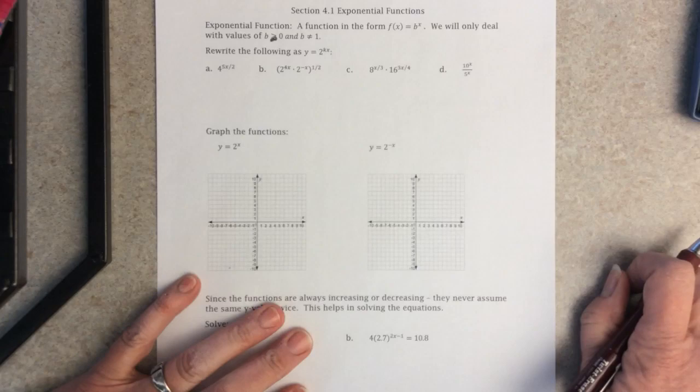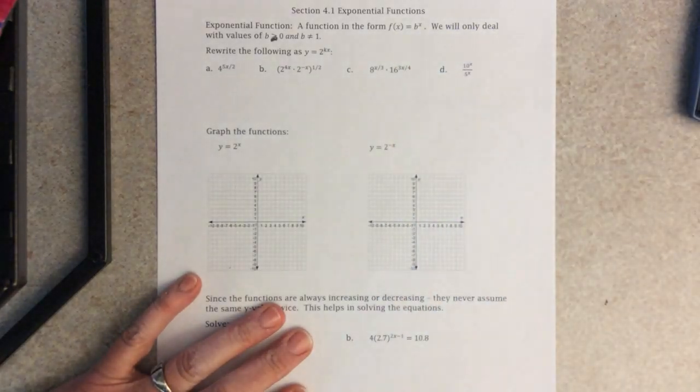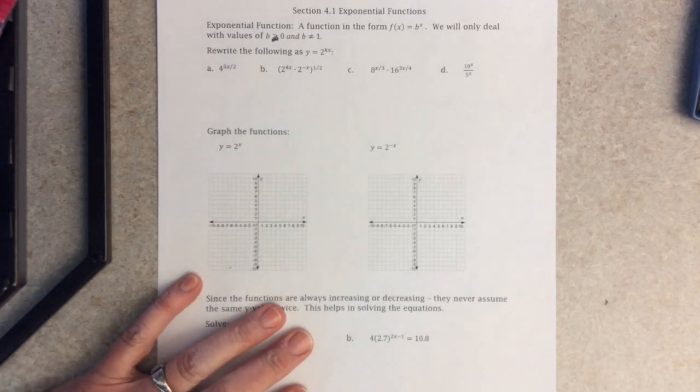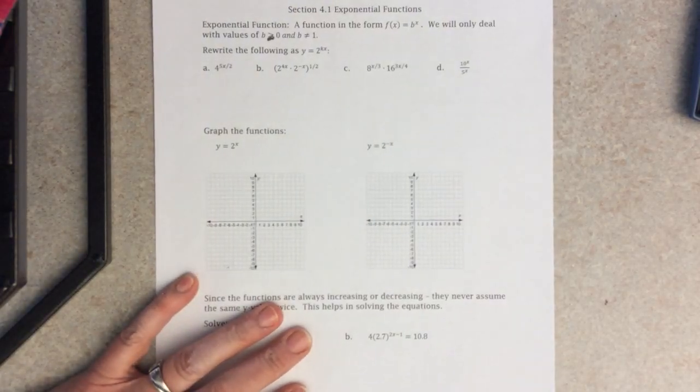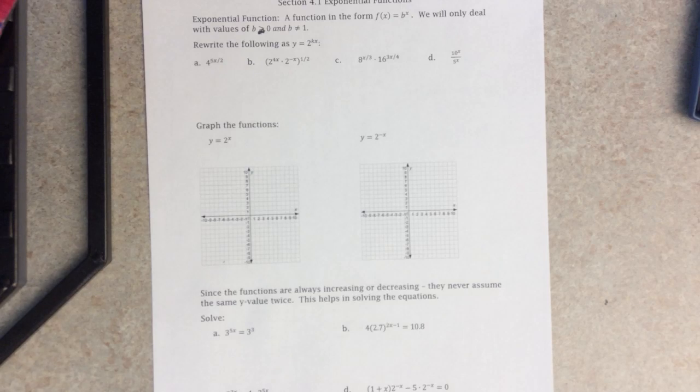So we don't want to put a negative base because then when x is an even number, we'll end up with a positive value, and when x is an odd number, we'll end up with a negative value, and that isn't going to create the exponential function that we want. So we have to use positive values.